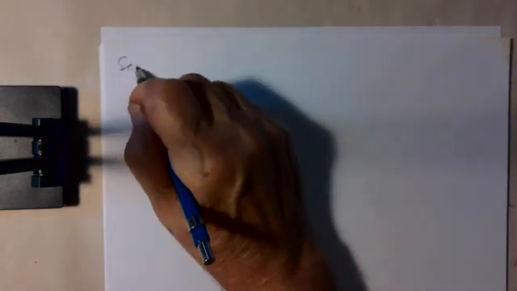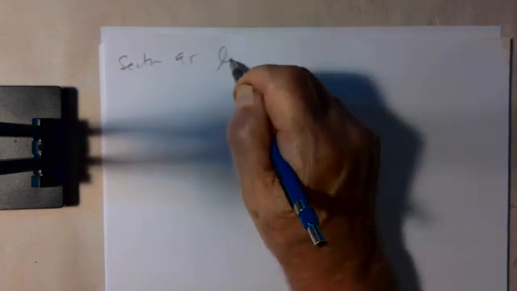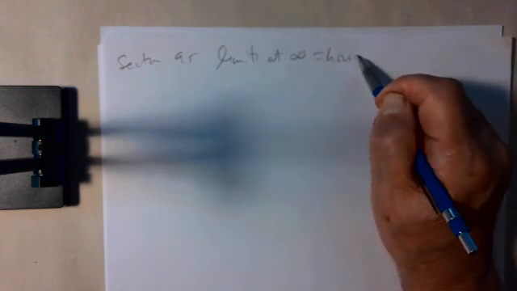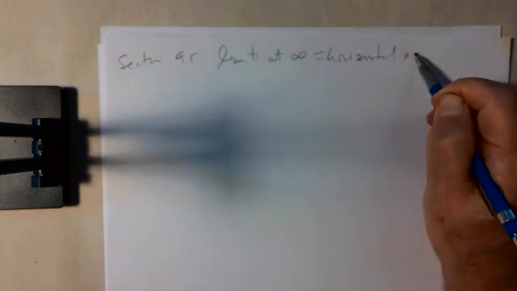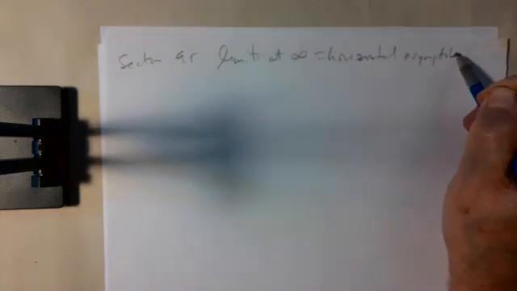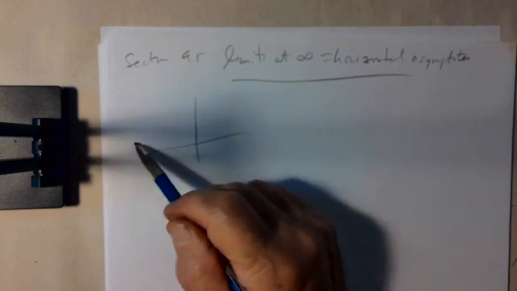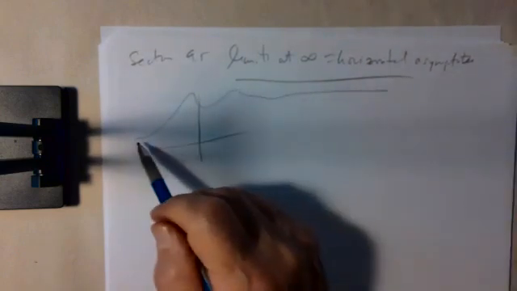Section 4.5, limits at infinity. These are the horizontal asymptotes. So the idea is you might have a function whose graph looks like this.